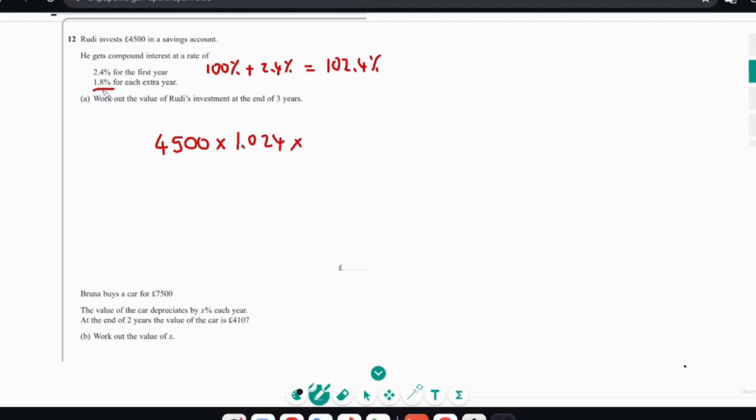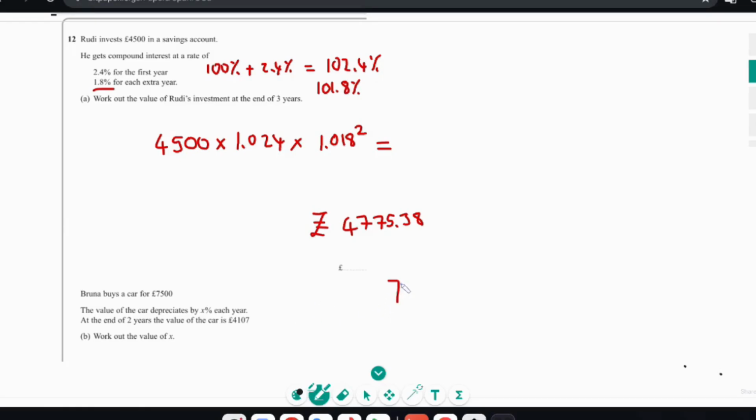And then same with 1.8%, I would get 101.8%. Divide it by 100, which is 1.018. For the first year, you're at 2.4%. And then for the other 2 years, I'm going to square this. And we've got our first year, second year, third year. So the final answer is 4,775.38.